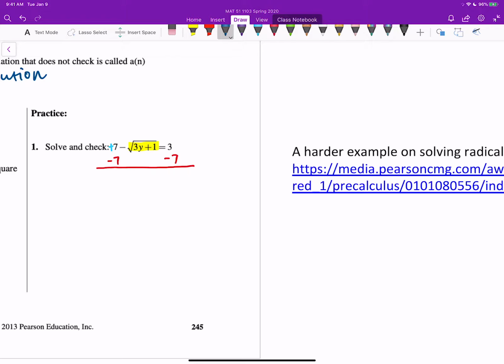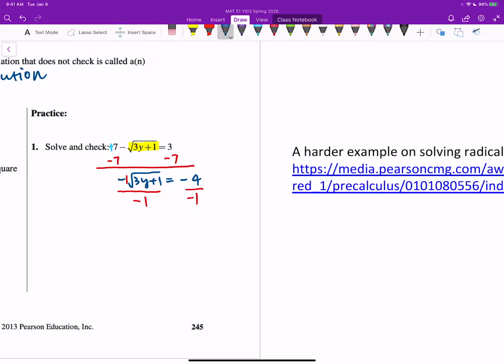On the left hand side, we will get negative radical 3y plus 1. Do not forget that negative sign because it's part of the radical part. Equals, on the right hand side, 3 minus 7, that's negative 4. And then we are going to divide both sides by negative 1 because we have that invisible negative 1 outside of the radical part that we need to get rid of. So I divide both sides by negative 1.